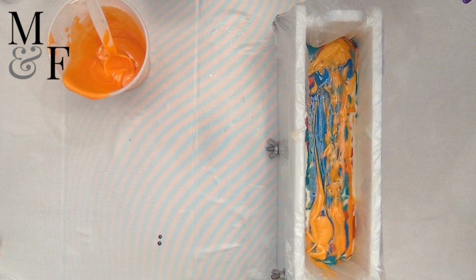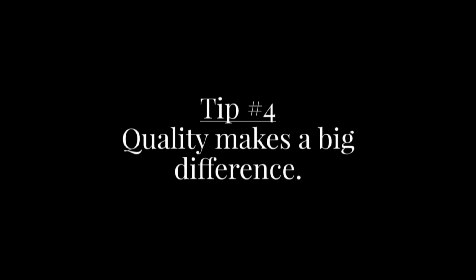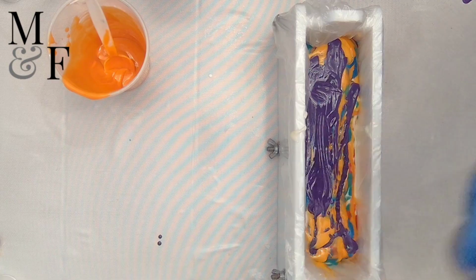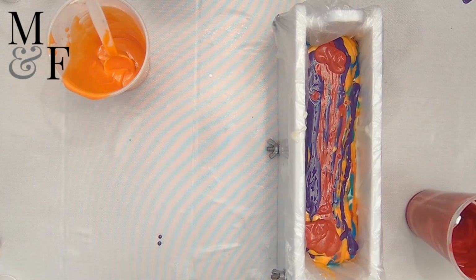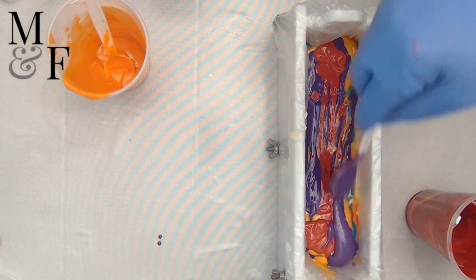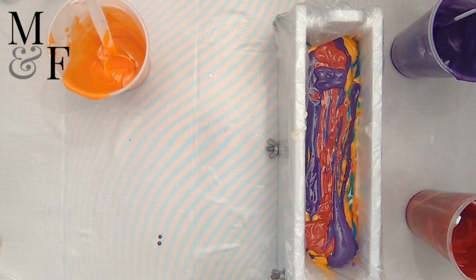Tip number 4, quality. All colorants should be high quality and from reputable suppliers to avoid contaminants. Be sure that the distributor has tested the mica for purity, color fastness, and stability in CP soap. Most reputable sellers are going to post images of their performance tests or at least leave notes.